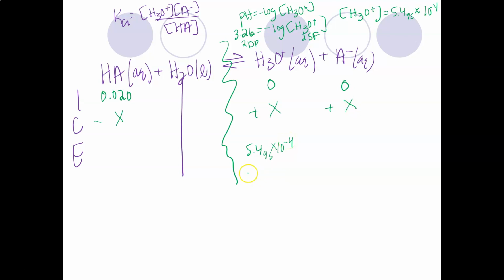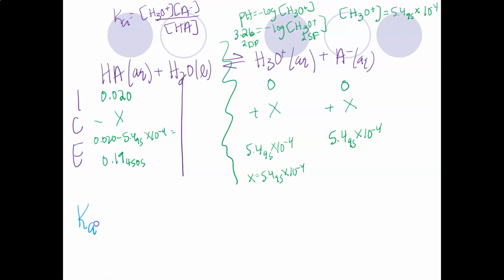We know that 0 plus X equals 5.495 times 10 to the negative fourth, which tells me the X value is 5.495 times 10 to the negative fourth. And for HA, I'm going to take 0.020 minus X, which is 5.495 times 10 to the negative fourth. And when I did that, I get 0.194505. Okay. So the question has not been answered yet because the question said to solve for Ka.